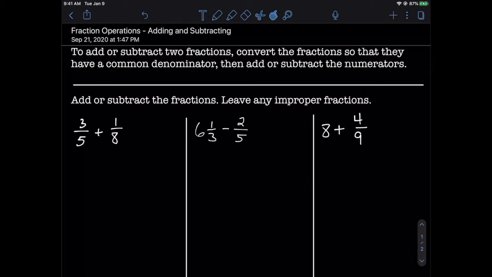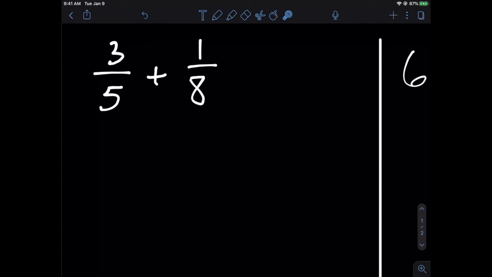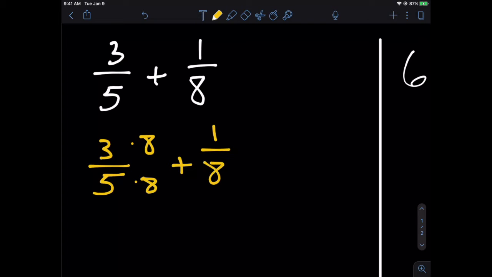Our first example is 3/5 plus 1/8. The common denominator between these two numbers is 40. How am I going to change my fractions? Well, I'm going to multiply the top and the bottom by whatever it takes to turn my denominator into that 40. So for 5, it's times 8. And for our 8th fraction over here, 8 times 5 in the top and the bottom.